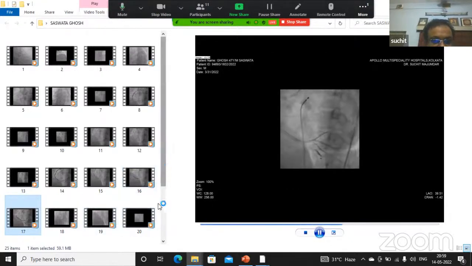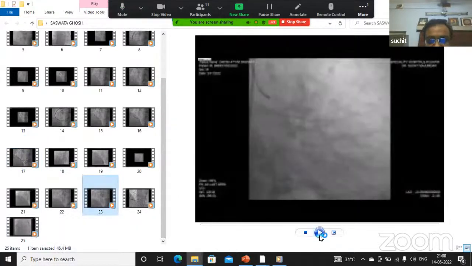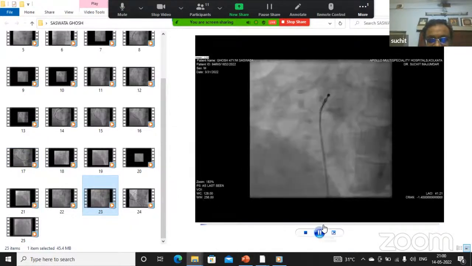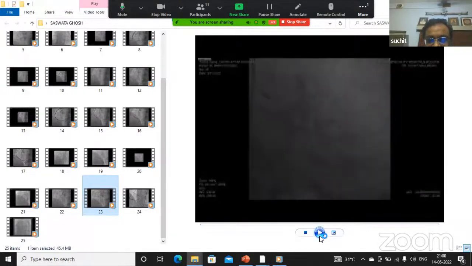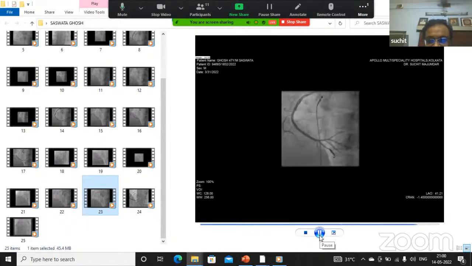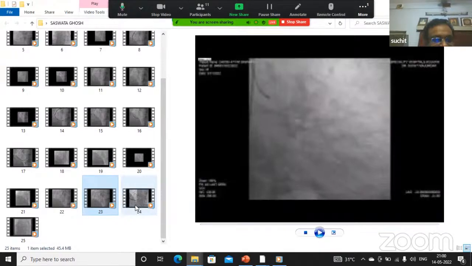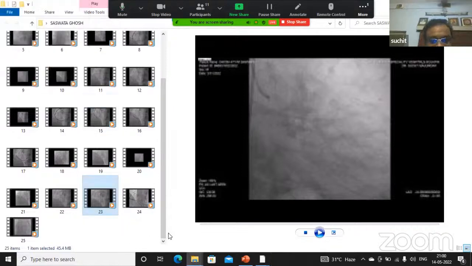I will show you, one second. So this was the result on the right side. There was a lesion in the PDA, but we did not do anything in that. So we decided on an FFR of the LAD and circumflex. So I'm going to the FFR data.